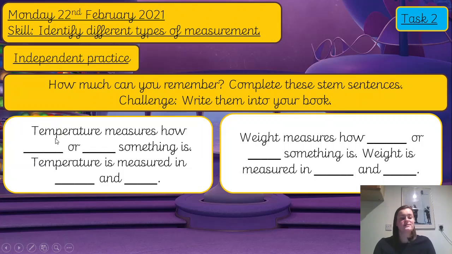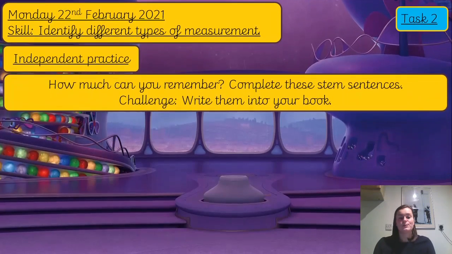Okay, so you should have said temperature measures how hot or cold something is, or you could have said cold or hot. Temperature is measured in degrees Celsius and degrees Fahrenheit. So you could have just written the degrees C and the degrees F. You didn't have to write the whole words, but if you did, well done. And the second one, weight measures how heavy or light something is. Again, you could have had light and then heavy, it doesn't matter. Weight is measured in grams and kilograms. I nearly forgot what I was saying then. So if you got that, give yourself a big tick or a pat on the back if you just talked about it, and then we'll move on to the next two.